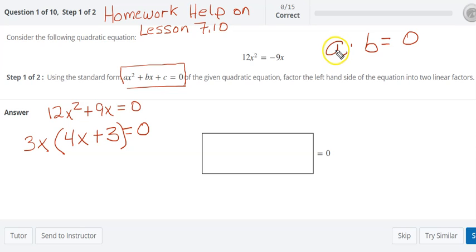if a is 0, 0 times something is 0, or if b is 0, 0 times something is 0. So we're going to equate each of our factors to 0. This is in a sense our a and this is our b. So 3x equals 0, or 4x plus 3 equals 0.